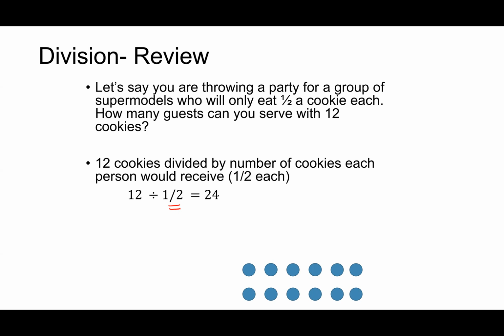Is it weird though that we have a quotient? Remember what our parts of a division problem are? That's our quotient, right? We have a quotient that's bigger than our dividend. How is that possible? Existential questions, friends.